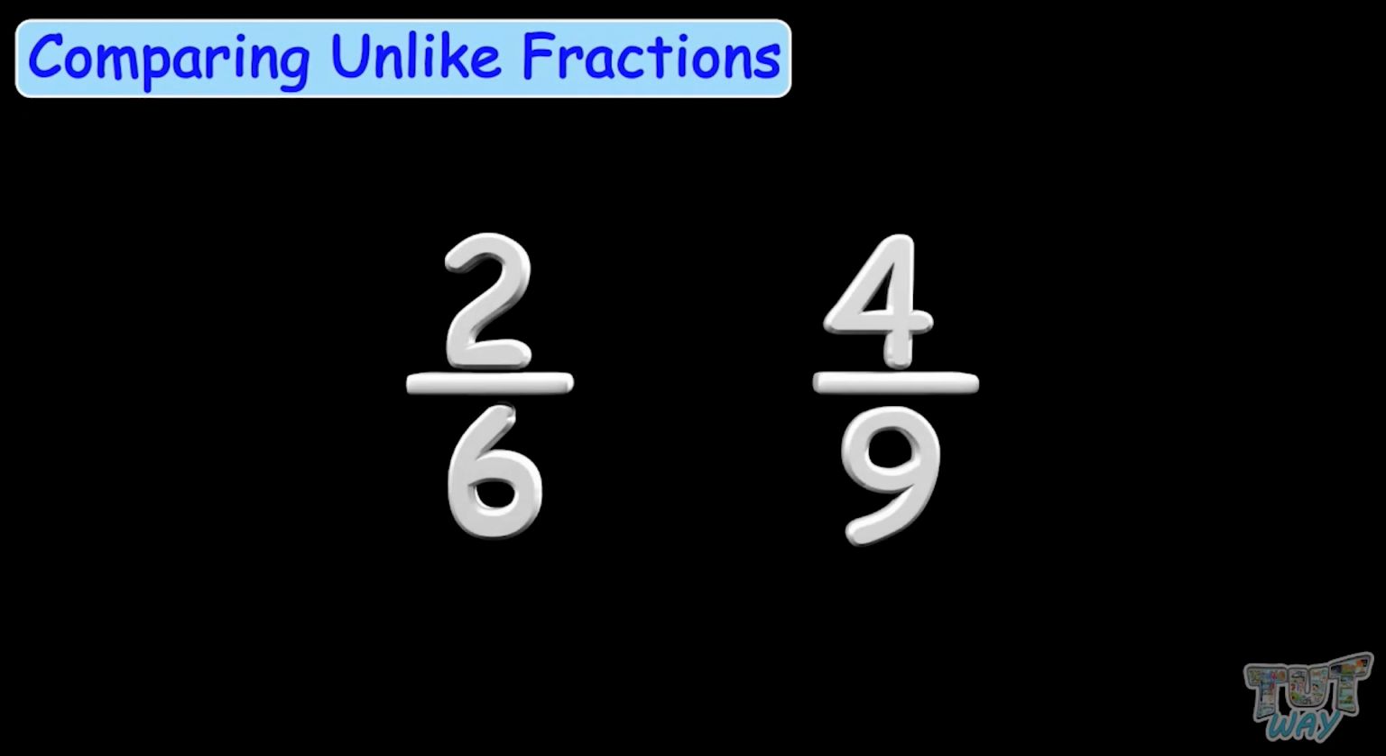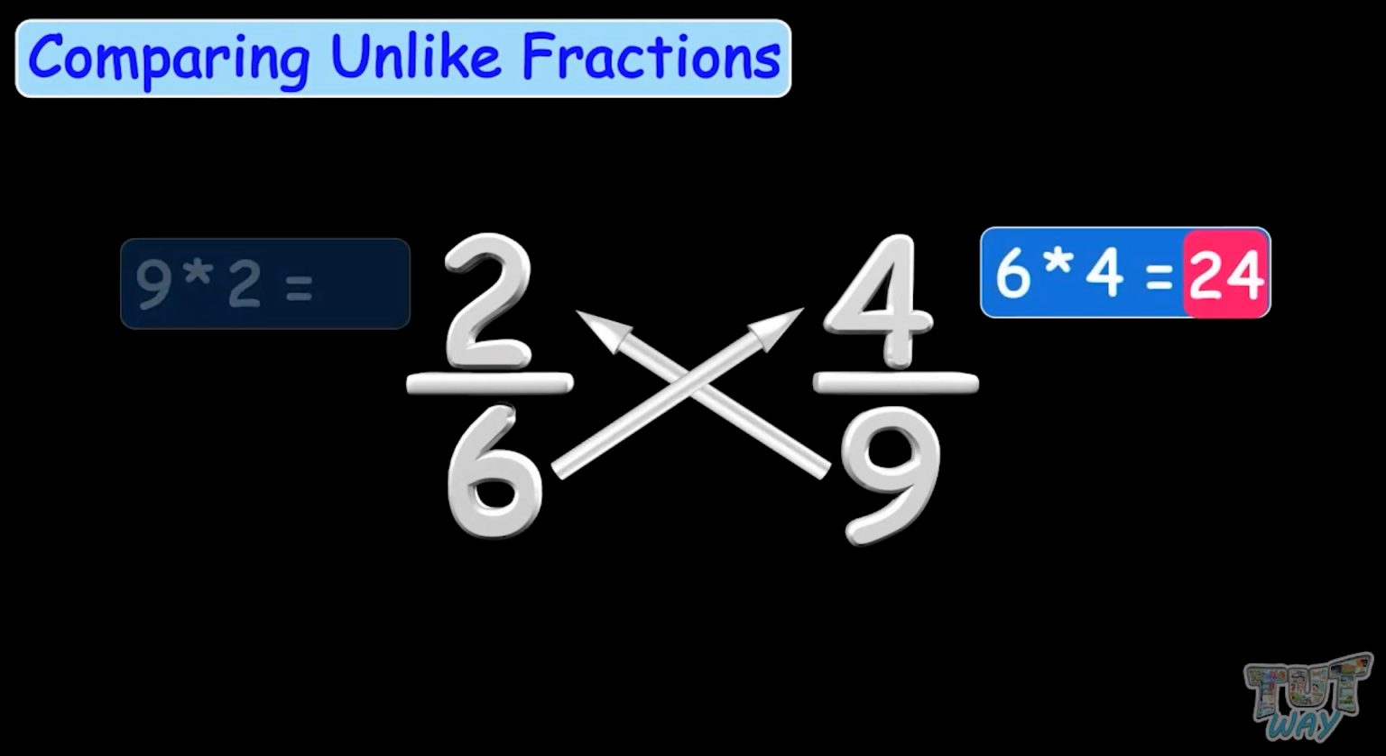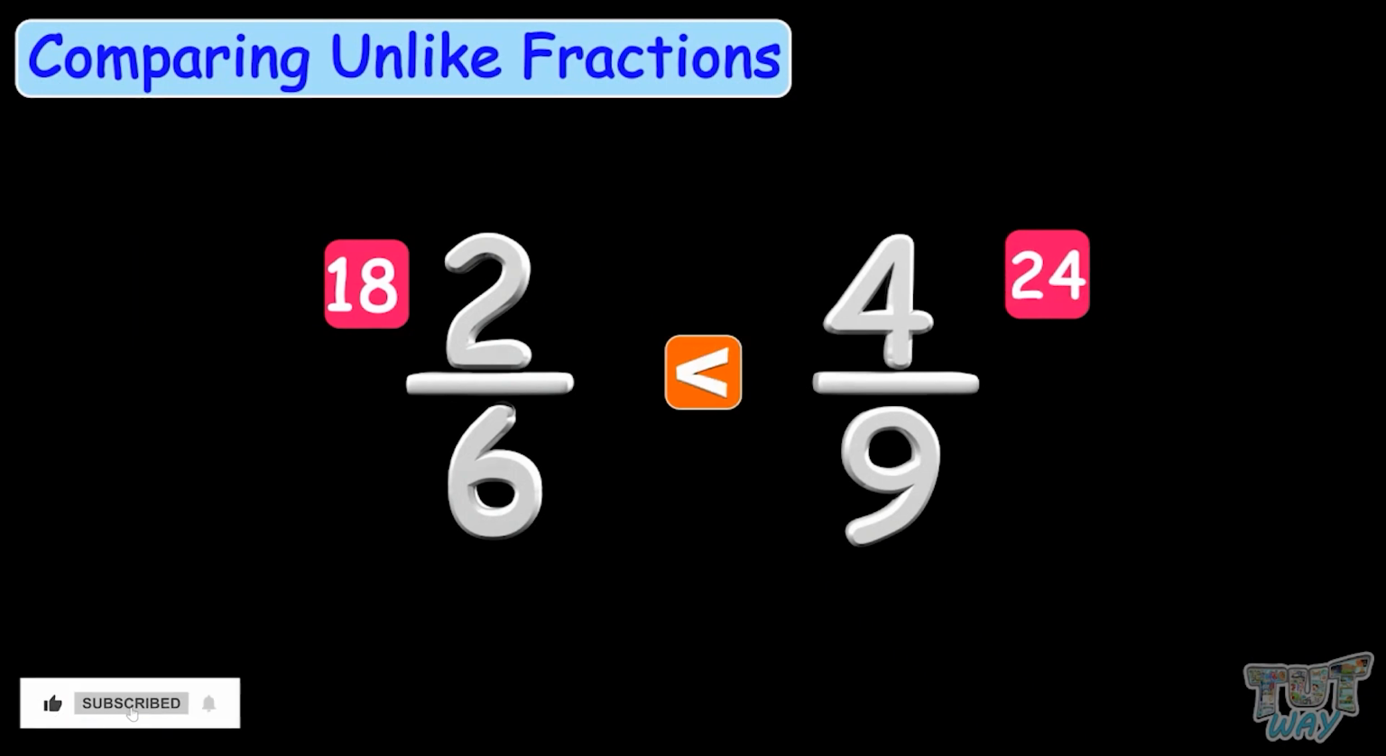Comparing 2 by 6 and 4 by 9. 6 multiplied by 4 is 24. 9 multiplied by 2 is 18. So we get a bigger number on this side. So 4 by 9 is a bigger fraction.